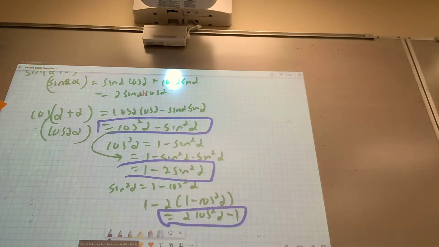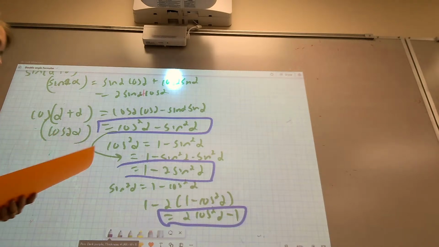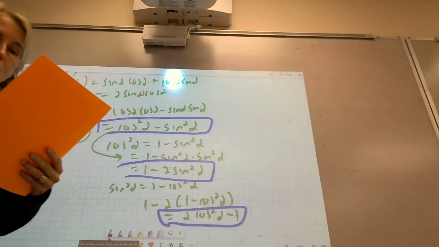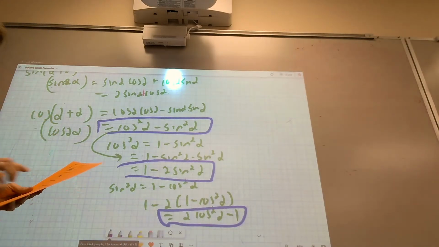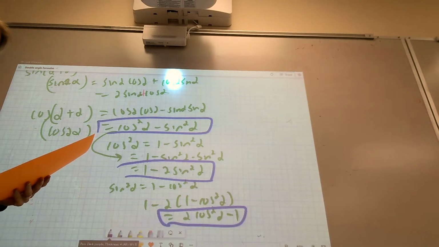So let's say you have a 3, 4, 5 triangle, and you know what it is for, which is like 37 degrees, and then you want twice that, okay? You would use this equation here.